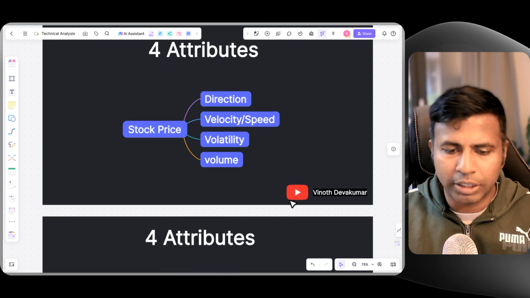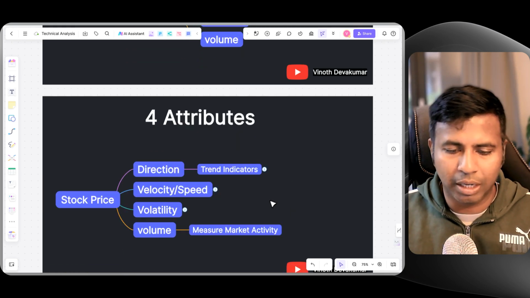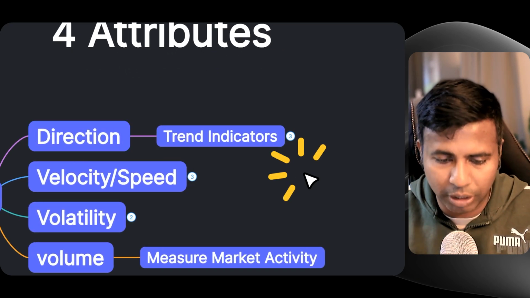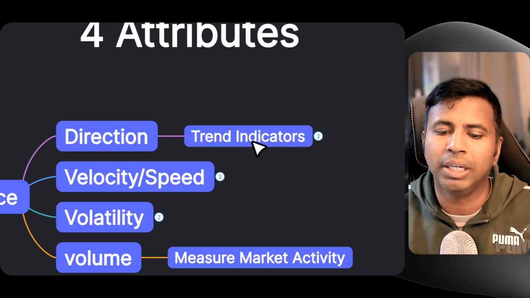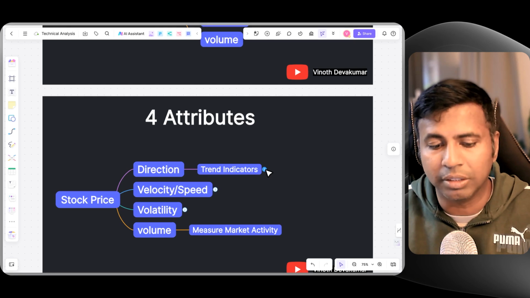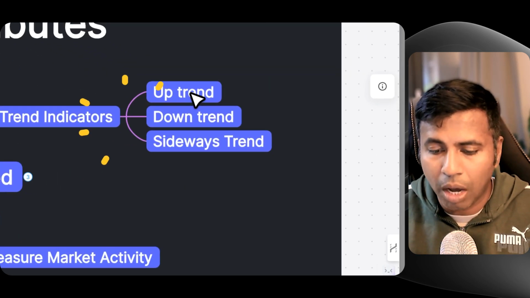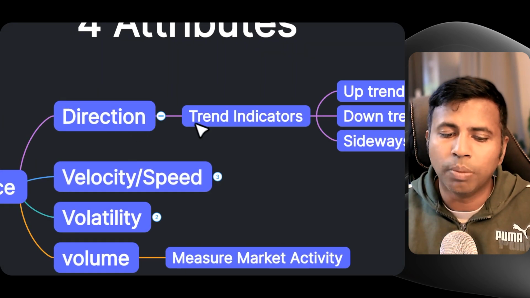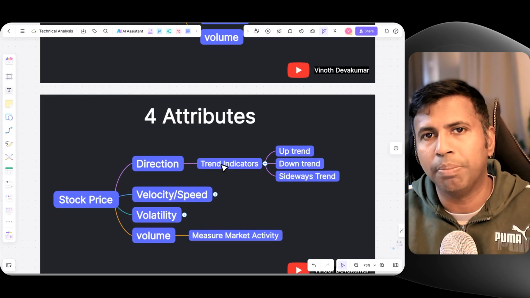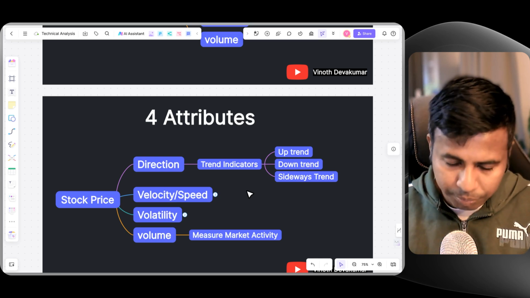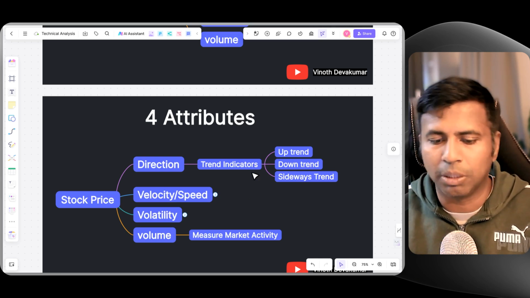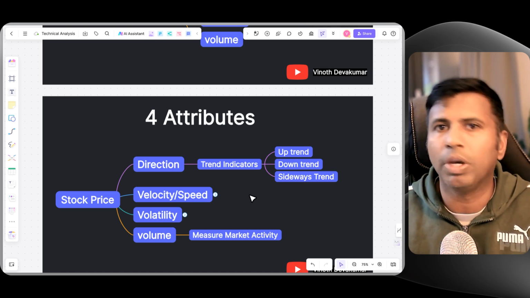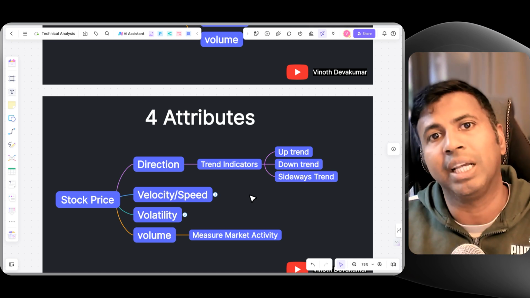So let's now get into a little more detail and classify the indicators. When we are measuring the direction of the trend, we are using trend indicators, and the direction could be either uptrend, downtrend, or sideways trend. So direction is usually measured by trend indicators. I'll make a separate video in which I'll cover some examples of trend indicators. That is for the next video, but in this video, we are only talking about the attributes that technical analysis indicators measure.